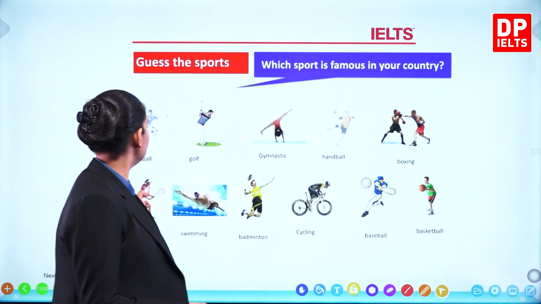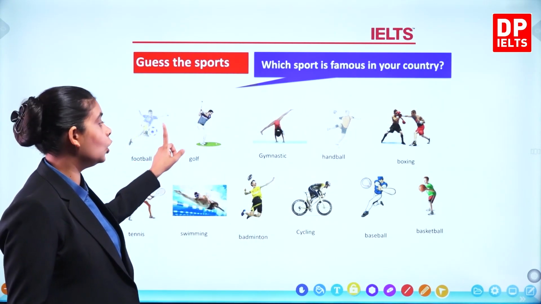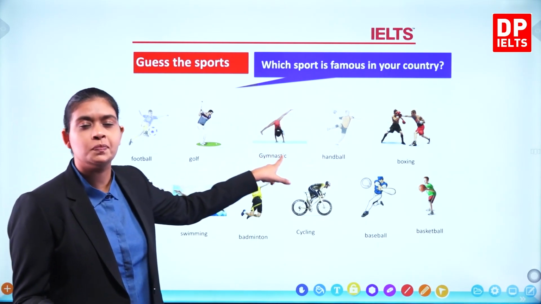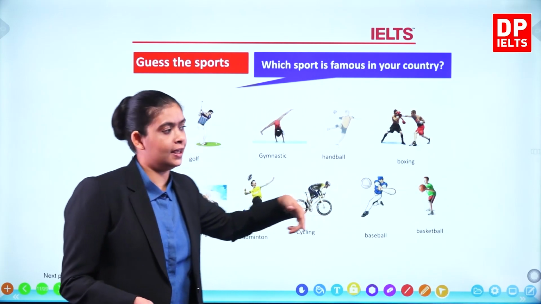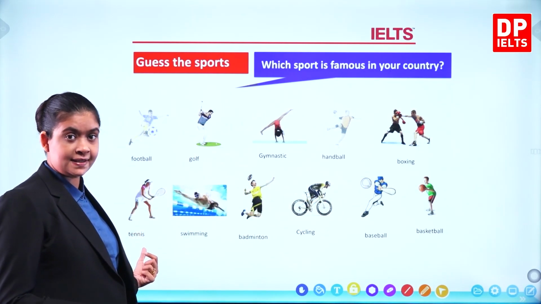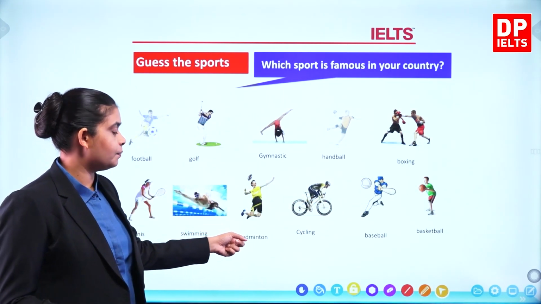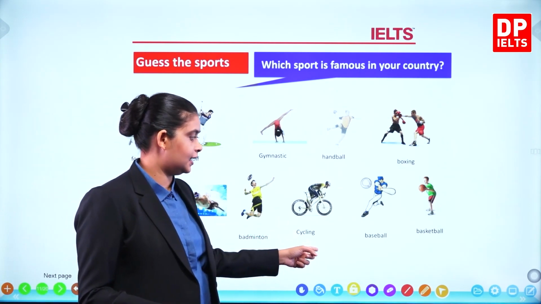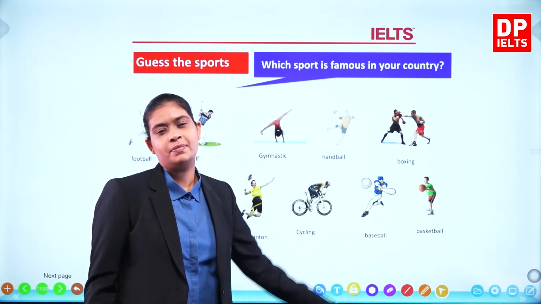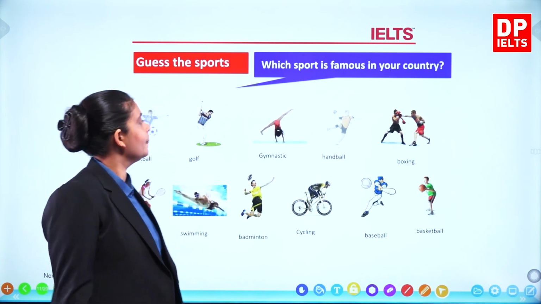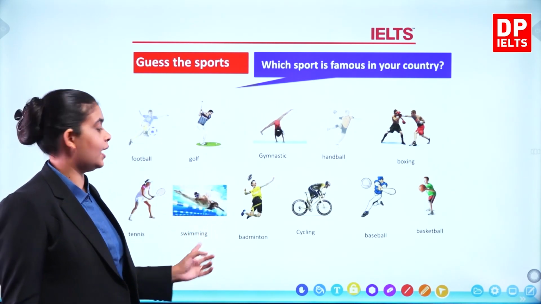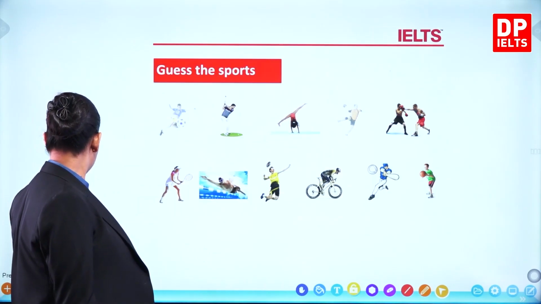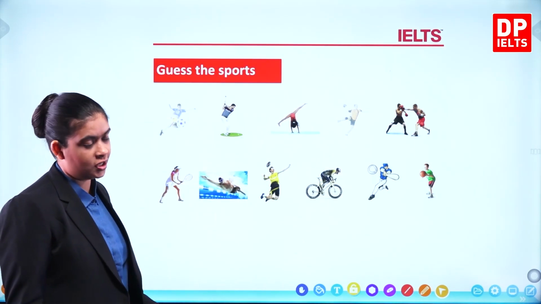Okay, so let's have a look at it. Football, golf, gymnastic, handball, boxing, tennis, swimming, badminton, cycling, baseball, basketball. Okay, so these are the sports that were actually there in the previous slide in the pictures.